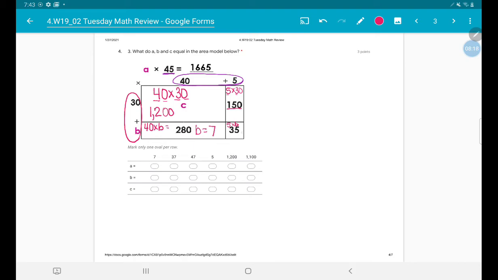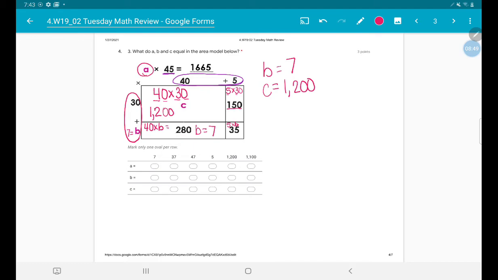Let's check it on this last one to make sure that's correct. 5 times B, which we think is 7, 5 times 7 equals 35. So that is correct. So we know that B is going to be equal to 7. So we found C is equal to 1,200. We found that B is equal to 7.